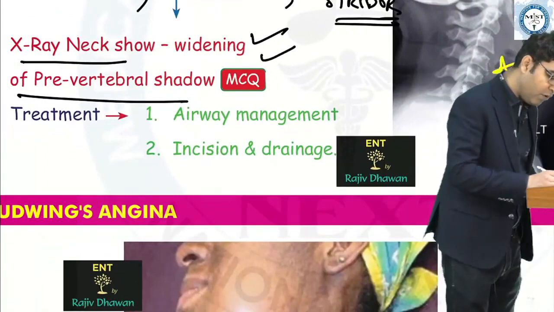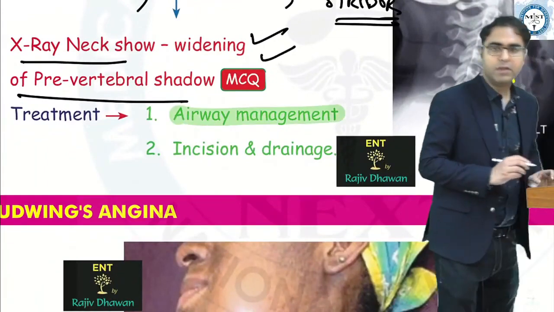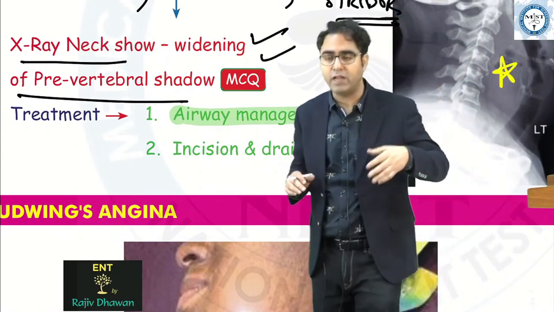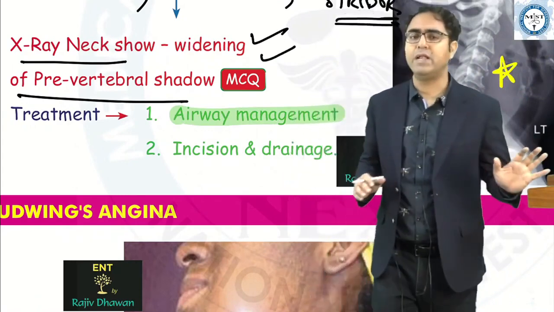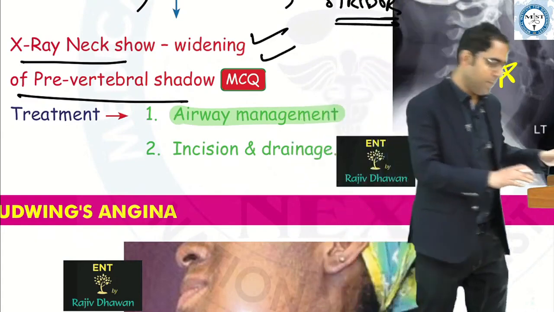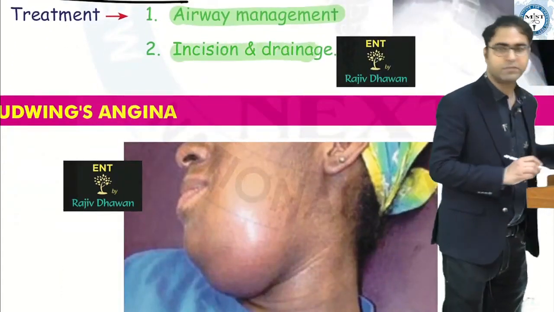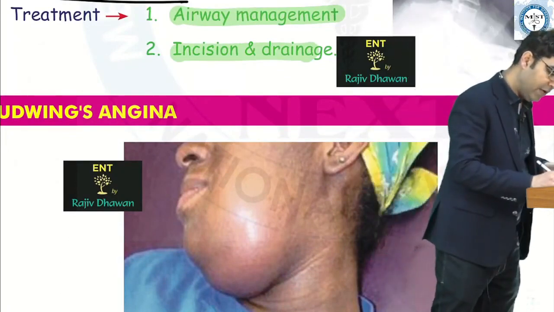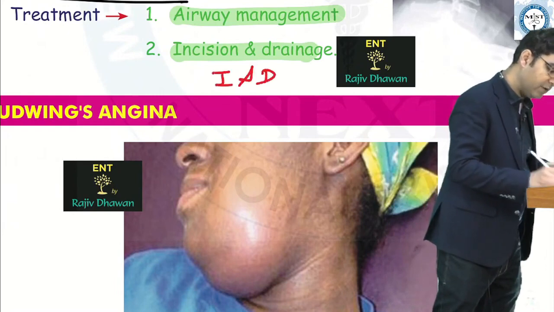Treatment. Number one, of course, airway management, beta. Don't think it's a very respiratory distress. Whenever there is respiratory distress, don't think of antibiotics and other things. Think of airway management, beta. Number two, incision and drainage. IND, beta. What is IND? Incision and drainage.